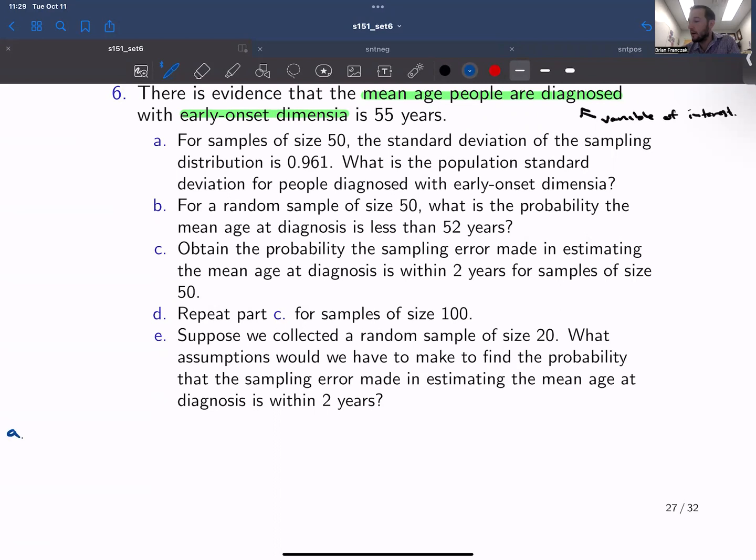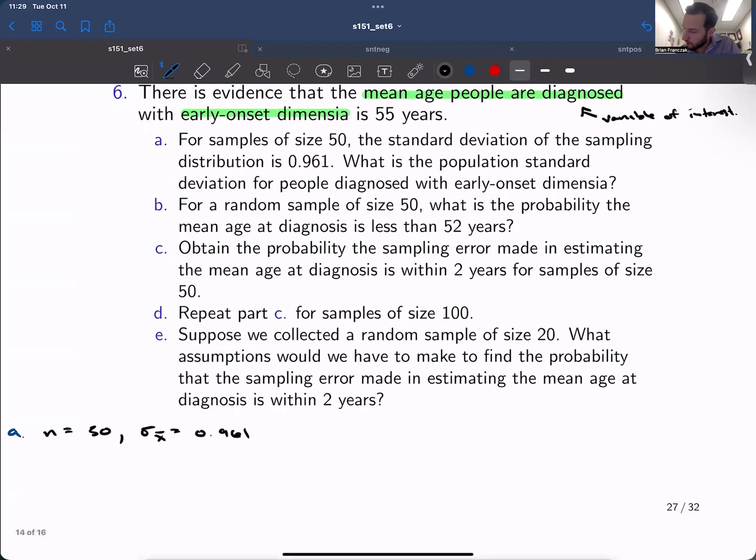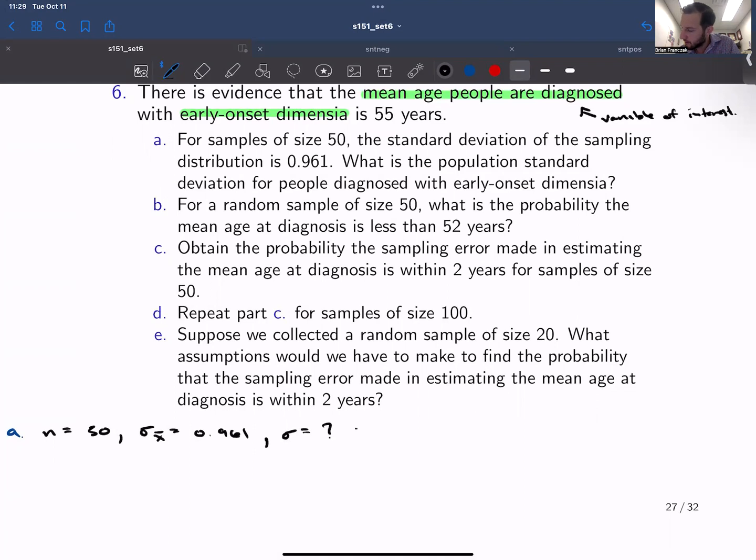In part A, it says, for samples of size 50, the standard deviation of the sampling distribution is 0.961. So this is actually sigma x bar is 0.961. We're given sigma x bar, the standard deviation of the sample mean, directly. What is the population standard deviation for people diagnosed with early onset dementia? So what we want here is sigma.